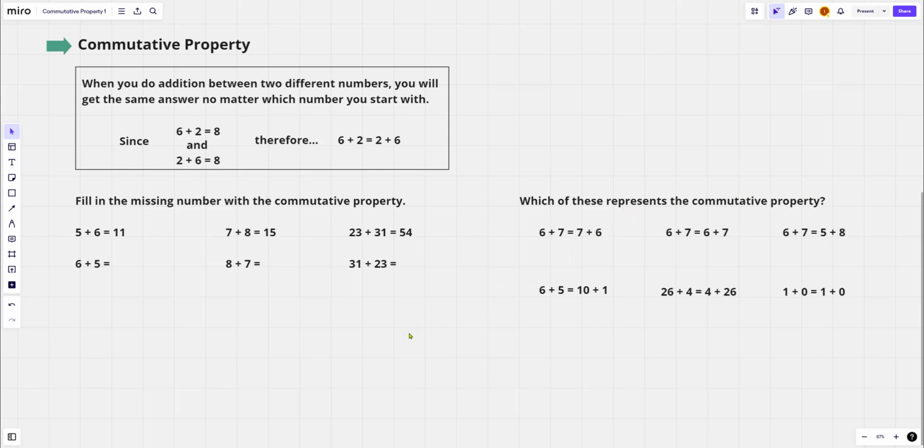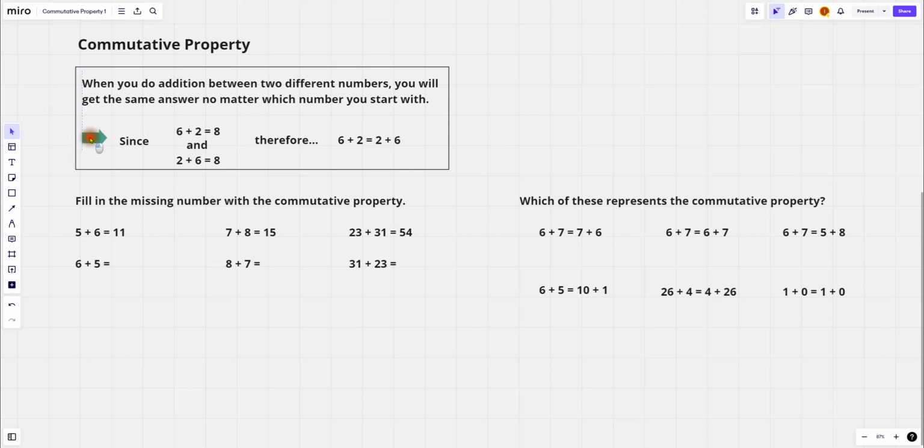Today we are going to practice what we learned with the commutative property so you can know what you have to do for your math worksheets when you have to actually answer questions about the commutative property with addition. So, just a little reminder of the commutative property. When you do addition between two numbers, you will get the same answer no matter which number you start with. Okay?